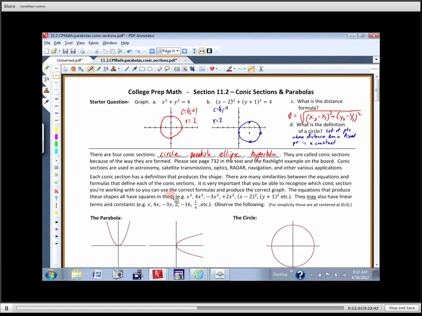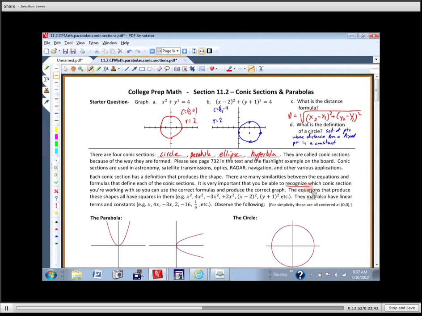So if you just jumbled them all together, there are lots of similarities between them. So we can use stuff that we know about one to help figure stuff out about the other. Okay, and what's really important is that you're able to look at them and recognize which equation produces which conic section. Because some of them, I mean, they look very, very familiar.